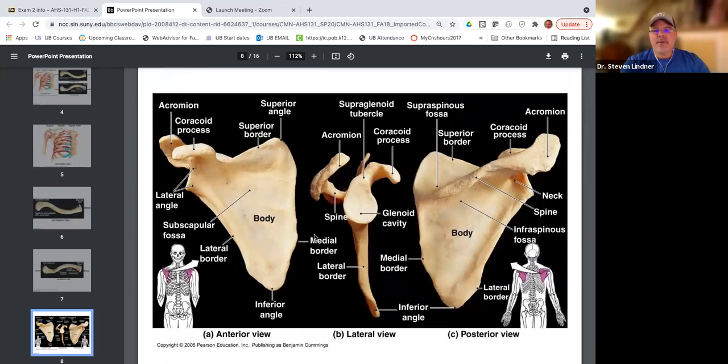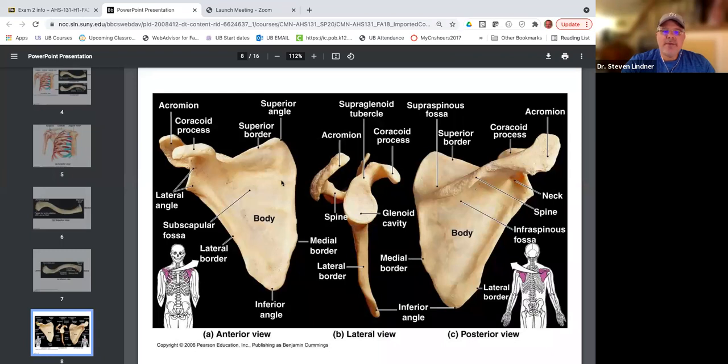Okay, now this is a very important bone called the scapula. The scapula has lots of landmarks associated with it. I want you to be comfortable with it, but the first thing we have to do is look at the scapula, and the first question you have to ask yourself is this: am I looking at this from the anterior view, or am I looking at it from the posterior view?